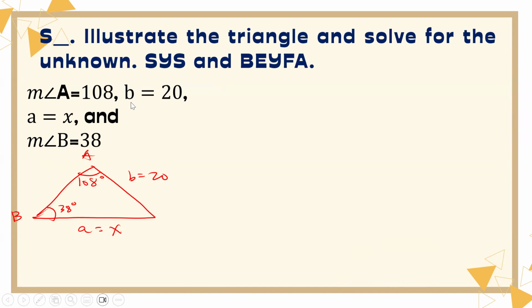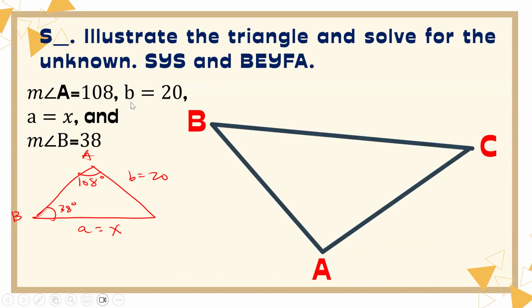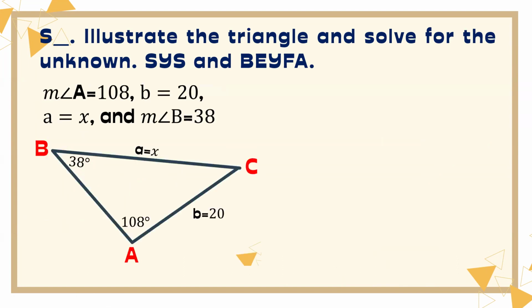Very good. So we'll use the law of sines. So we have here the drawing of the triangle. A is unknown, b is 20, B is 38, A is 108 degrees. So using this particular triangle, we use the law of sines.